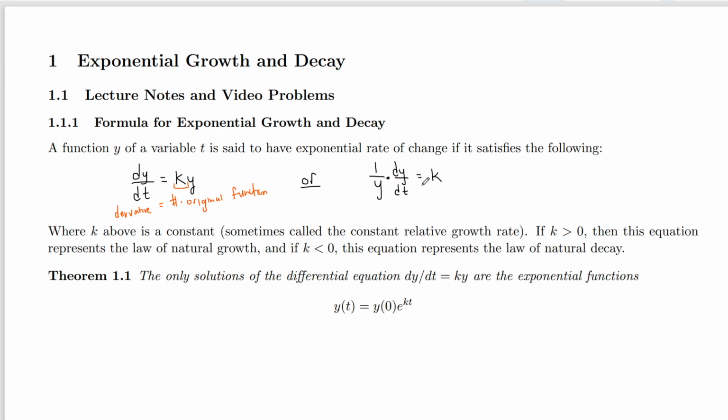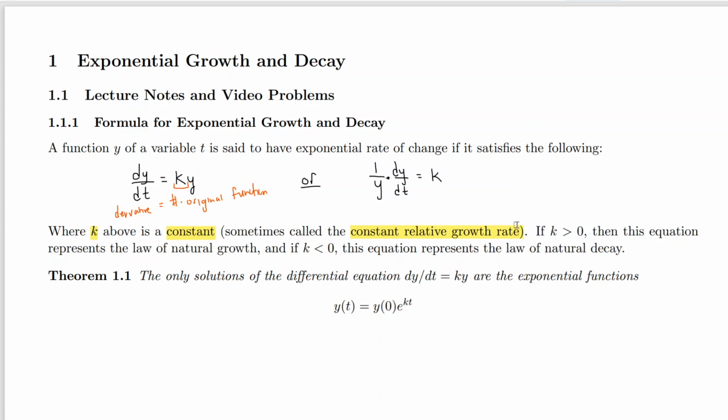Now, some people will rearrange this by dividing each side by y or multiplying by 1 over y, and they'll view it as 1 over y times dy over dt. So you can kind of read this as the derivative divided by the function itself equals a number. Now, I don't really like this one as much just because it's hard to read, but it can give you some understanding about why they use this terminology. So k is a constant, it's just a number like we described.